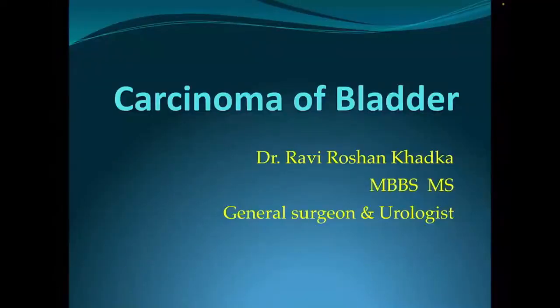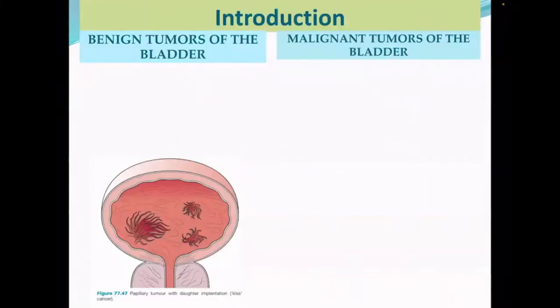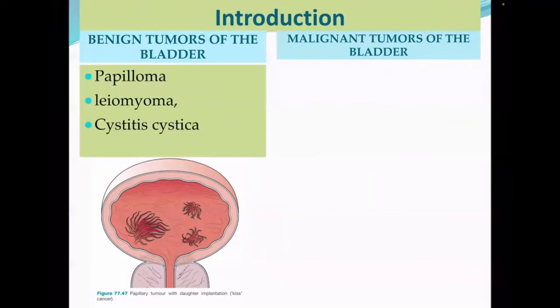So let us discuss carcinoma of the bladder today. As usual, the tumors of the bladder are divided into benign and malignant. Benign tumors are papilloma, which arise from the epithelial surface, and leiomyoma, a benign tumor arising from the smooth muscles. But here we'll be focusing more on the malignancy part.